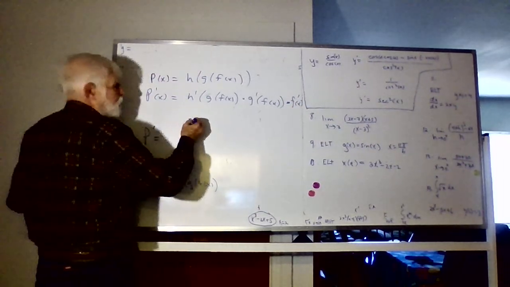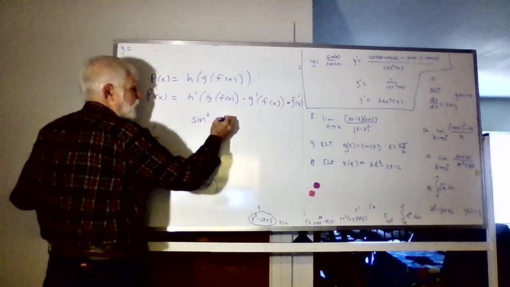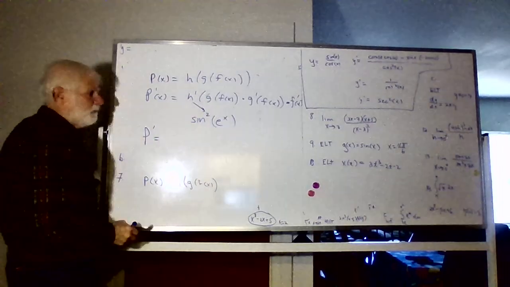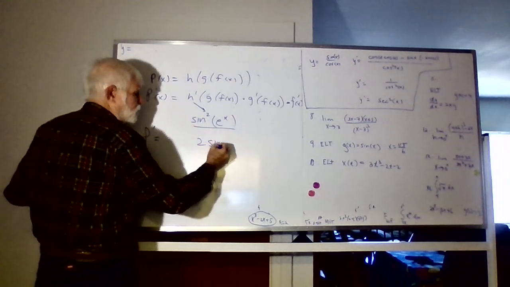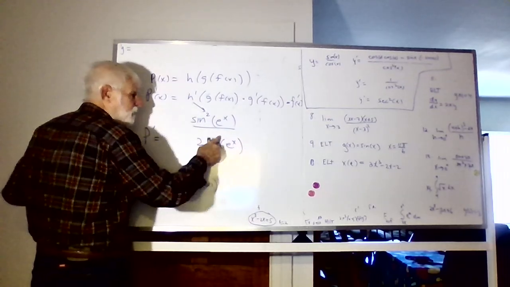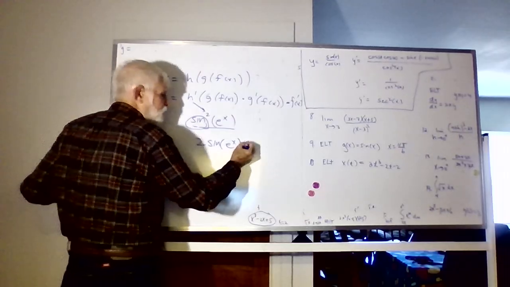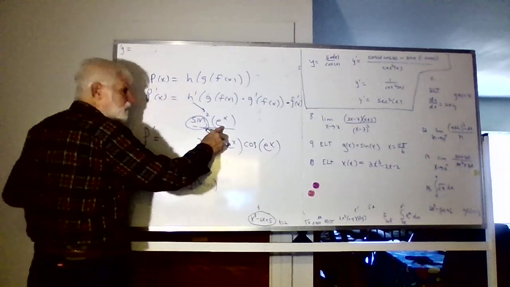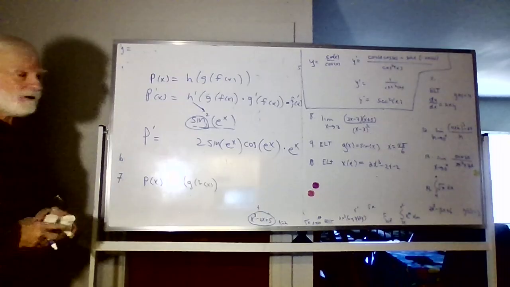Well, we might have the sine squared of e to the x. Okay, so what's h? H is the squaring function. So therefore I would have 2 times the sine of e to the x to the first power, but we don't have to write that. Then g might be the sine function, so I would have to take the derivative of sine, which is cosine, with respect to e to the x. And e to the x is a function, and its derivative is itself. And there's the chain rule, mechanics.